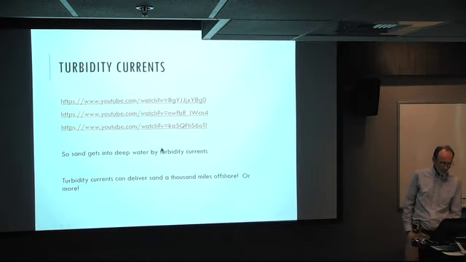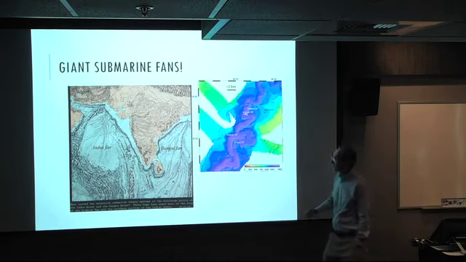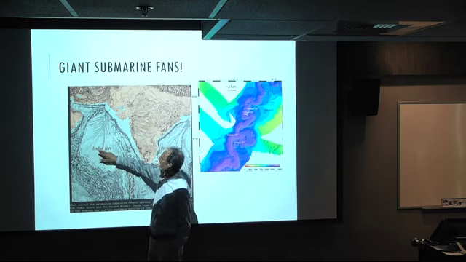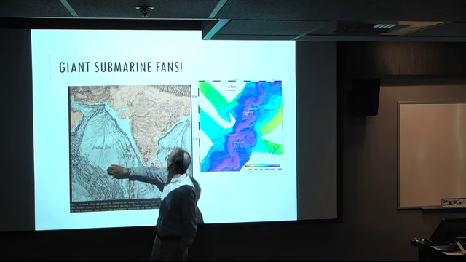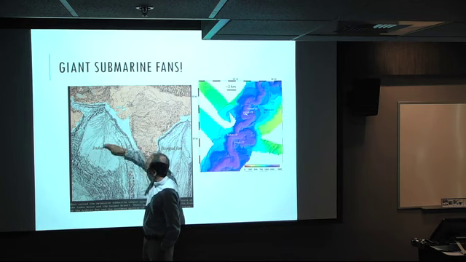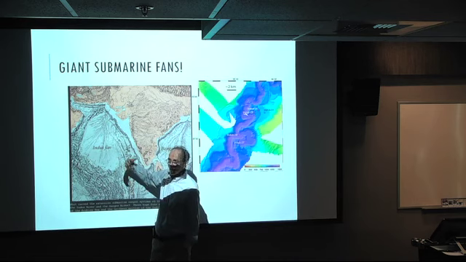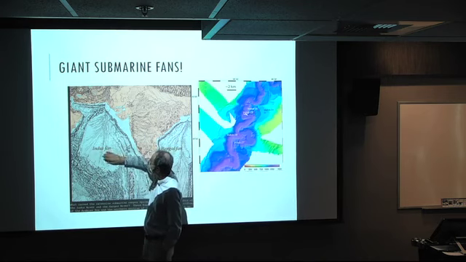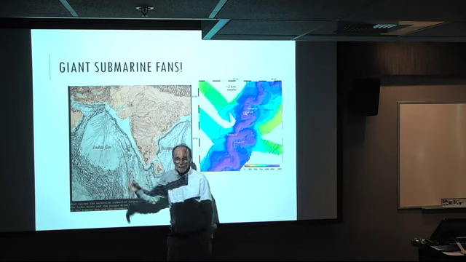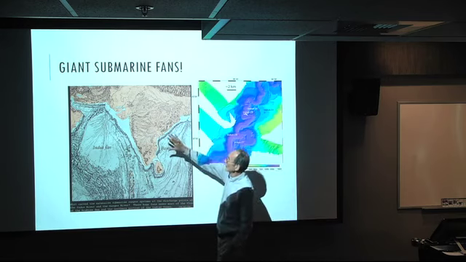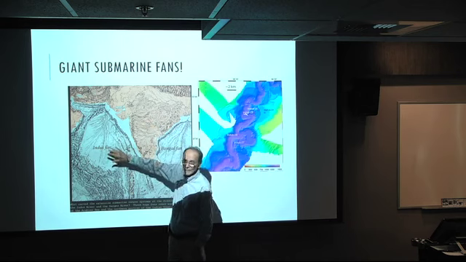Turbidity currents can deliver sand 1,000 miles offshore or more. So this is the most famous one in the world. This is the continent of India. This is called the Indus fan. This fan body, which is as long as India, 1,000 miles or more in length, has channels in it that are these submarine channels that are fed by density currents. And we've got sand coming down for 1,000 miles or something like that. So this is how sand can communicate from land masses into the deep ocean basins.